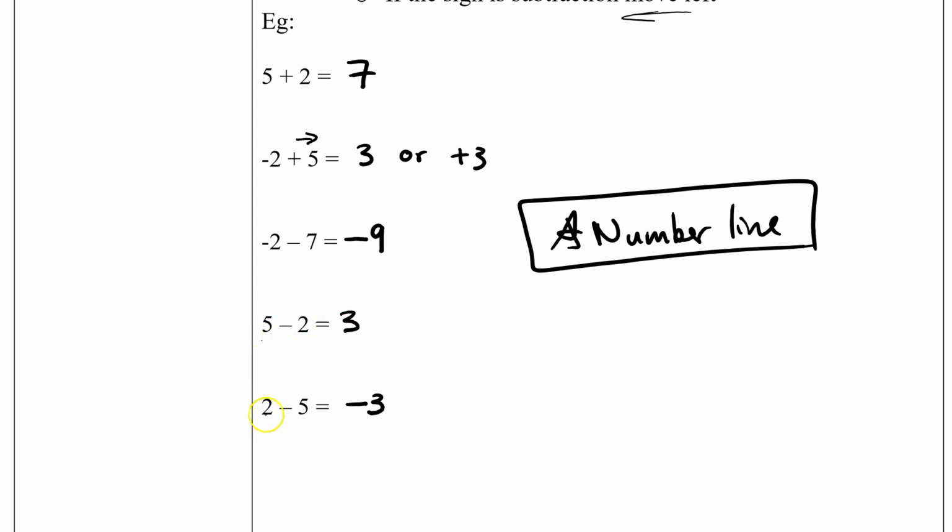Now if you take the flip side here, I'm starting out at 2 and I'm subtracting 5. Well, 5 is bigger than 2 and I'm subtracting it from 2, so I know it's going to be less than 0.